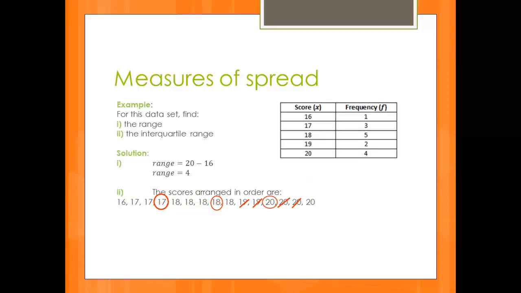So we can see here that our upper quartile is 20 and our lower quartile is 17. Our IQR is found by subtracting 17 from 20 to give us 3.